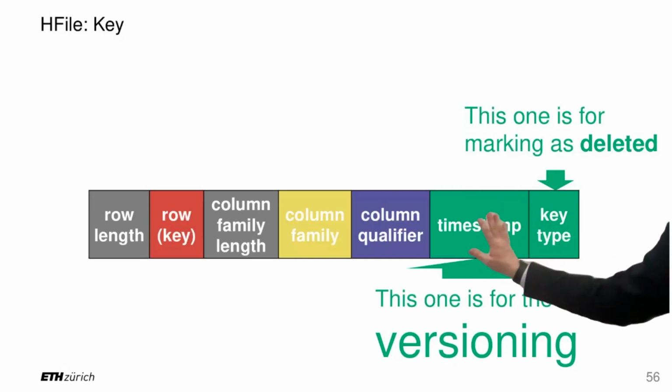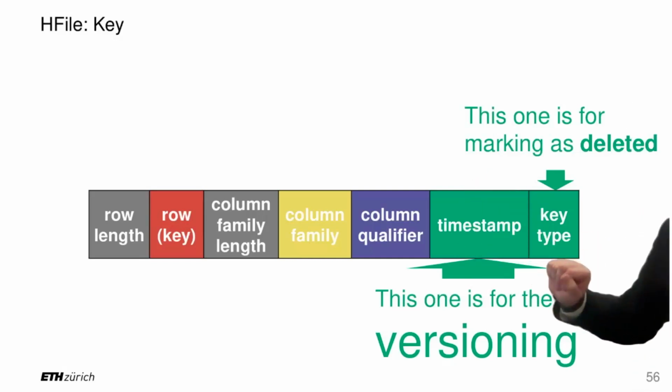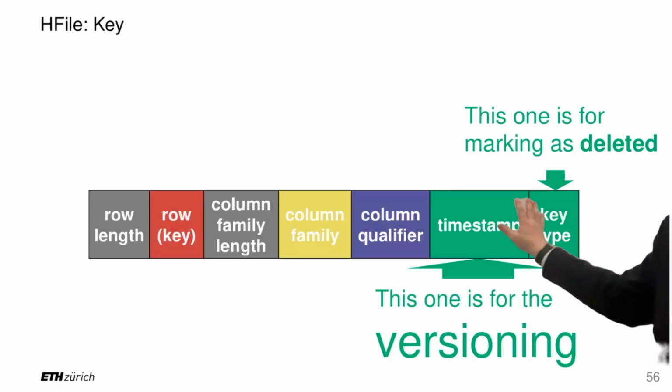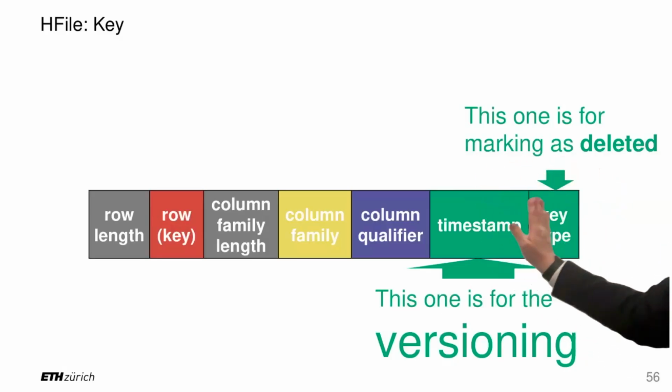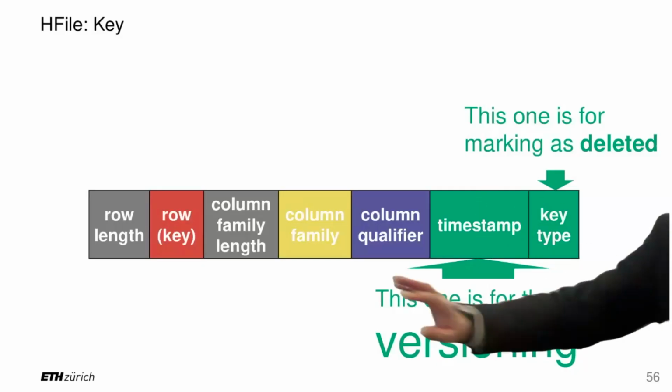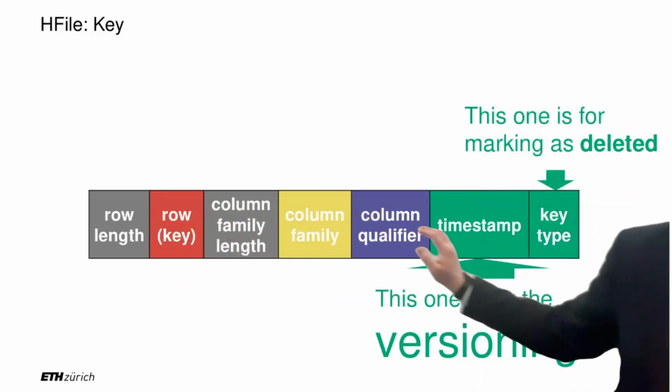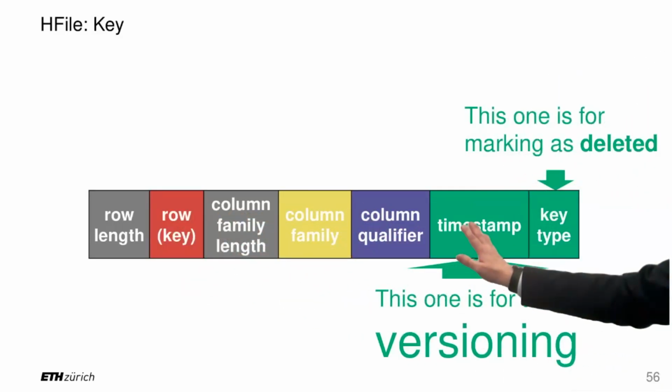It can be anything actually in there, but it's called the timestamp there. And then we have one more thing, I will come back to it, that is a marker as deleted. It's a way to say this one has been deleted, but that I'll come back to later. So you see, the row, the column, and the version are in the key.